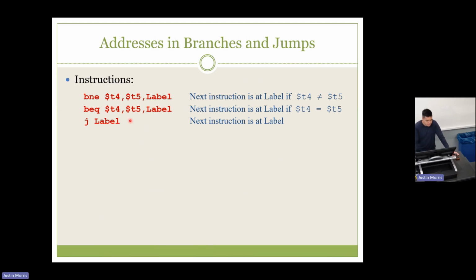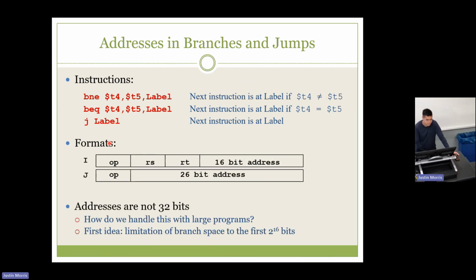So we have these different conditional statements that we can have in our code. We can branch if two registers are not equal, branch if two registers are equal, or we can just unconditionally jump. Okay. So we have these two different formats. I-type is for when we need to compare two registers, so that's branch not equal and branch equal. And then jump is for when there's no condition, and we have a wider range of addresses that we can reach because we don't have to specify the two registers.